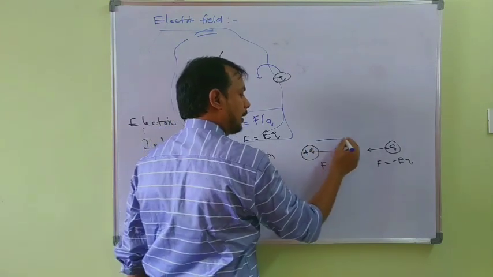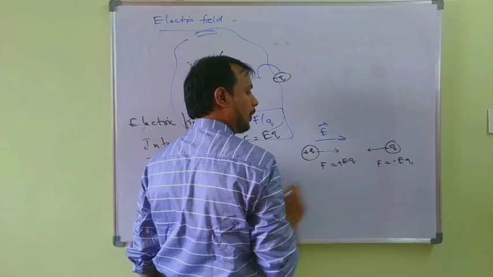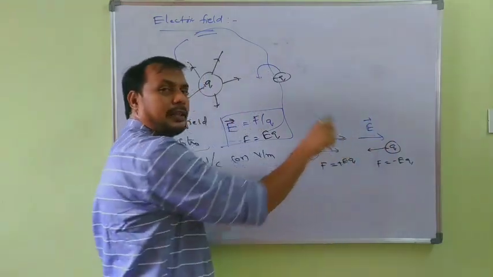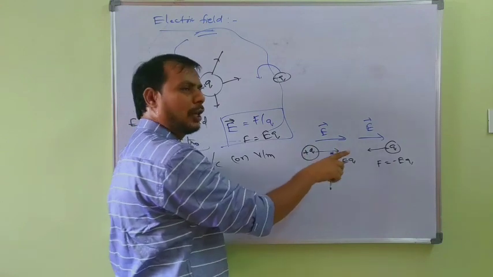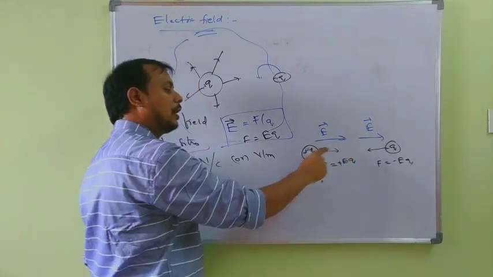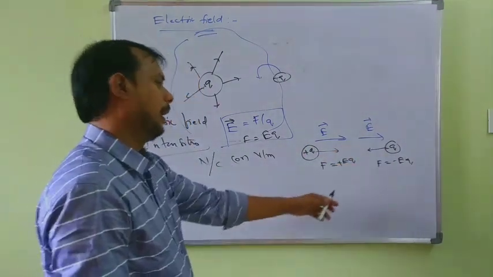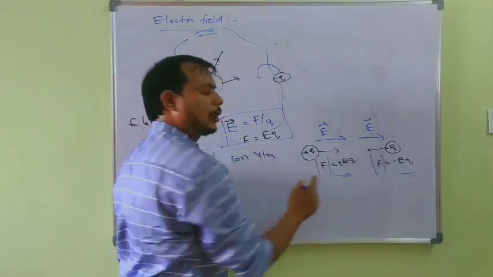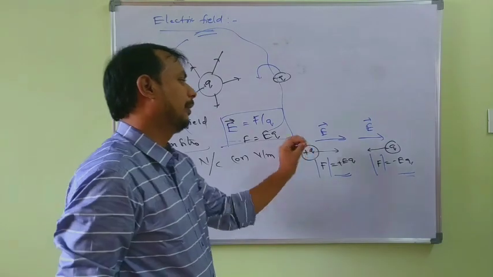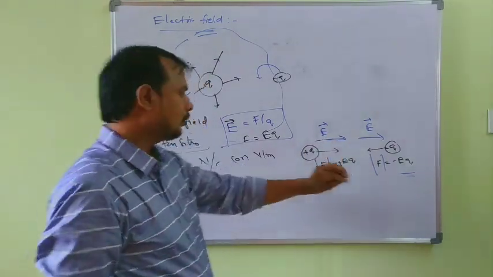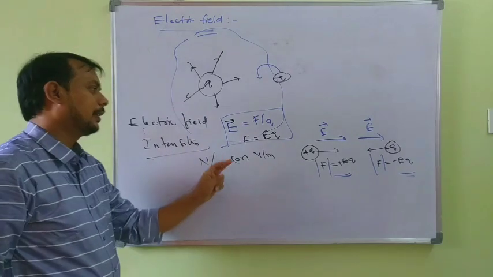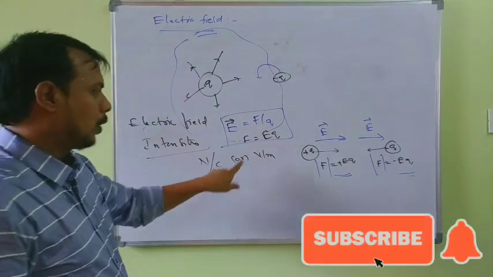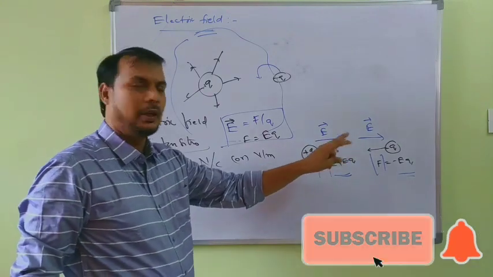So electric field intensity is in this direction, E bar. Here also electric field intensity is in this direction. Electric field intensity is always from high to low charge, or positive to negative charge, but the forces are different. The magnitude is the same, but the directions are different. But the direction of electric field intensity is the same, right? So electric field intensity E equals F by Q. The unit is Newton per Coulomb or volt per meter, and you have to remember the directions.